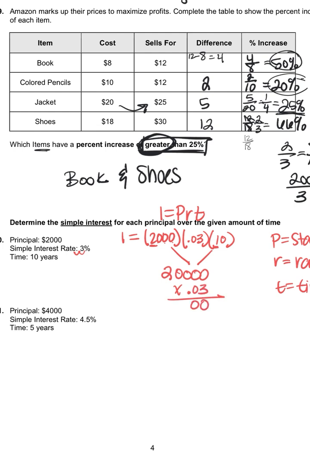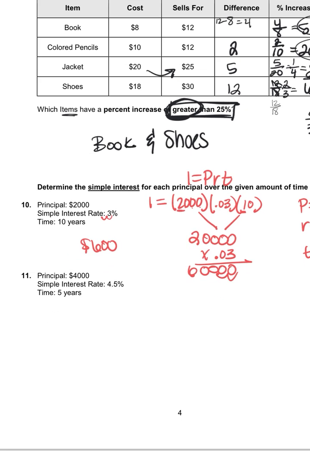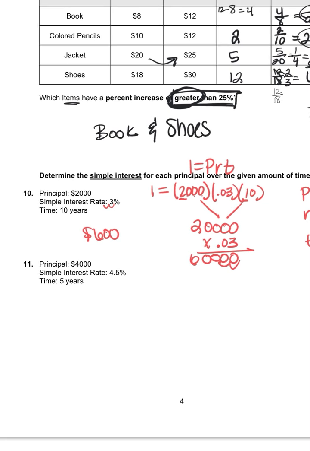3 times 0 is 0 all the way through. 3 times 2 is 6. I see that I have 2 place values, so I'm going to go 1, 2 to give me an interest of $600. I'm going to do the same thing for number 11.